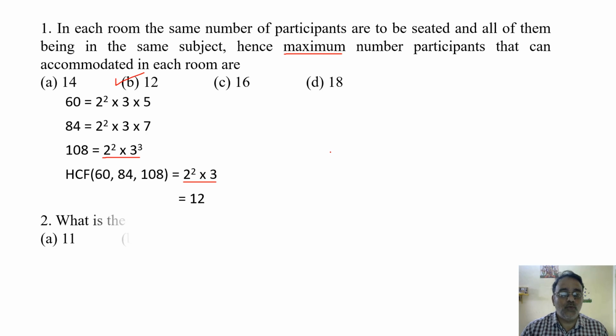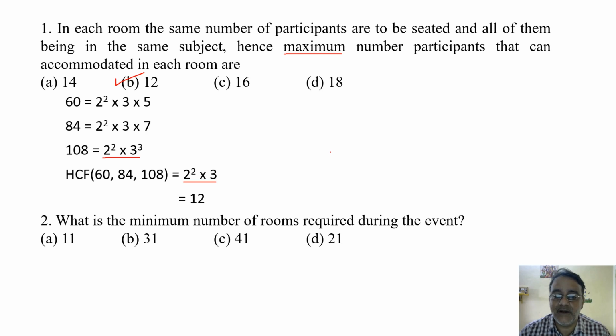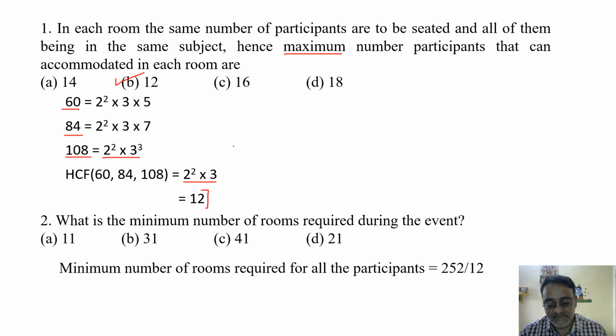Now the next question, what is the minimum number of rooms required during the event? So first, in one room there will be 12 participants, and we have the total number of participants. First we have to find that, which is 252. So 252 divided by 12, and we are getting 21, and the correct option is D. Right. So now we are moving toward the next question.